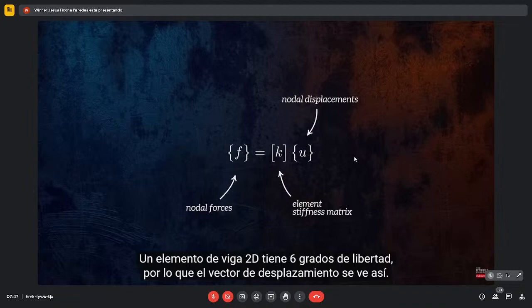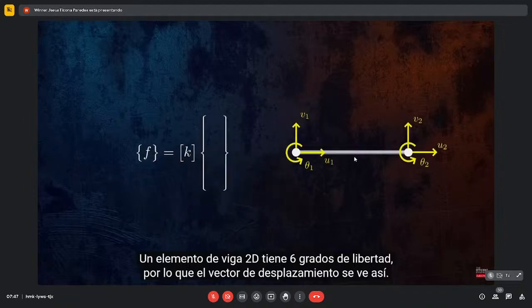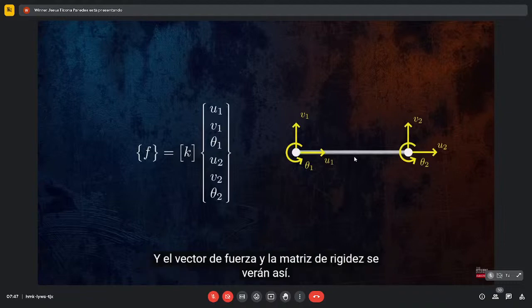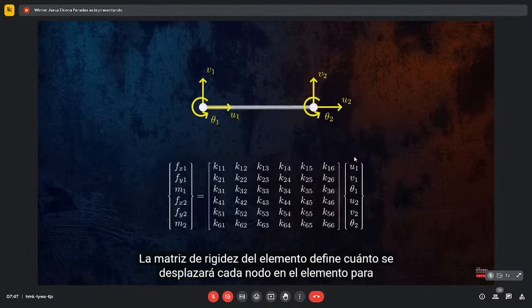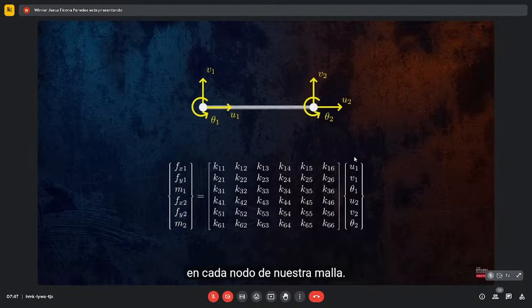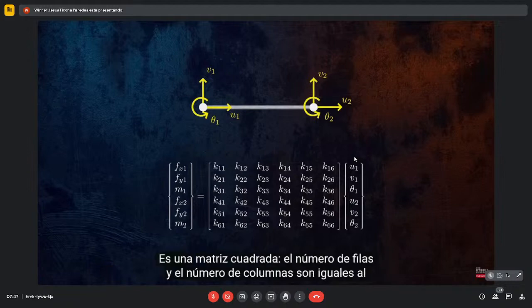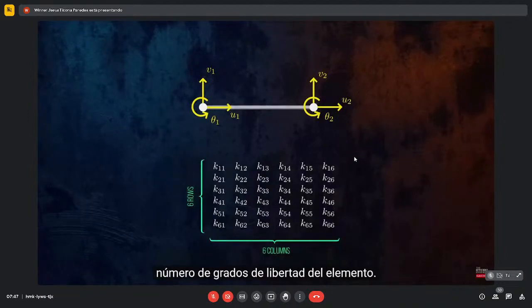A 2D beam element has 6 degrees of freedom, so the displacement vector looks like this. And the force vector and the stiffness matrix will look like this. The element stiffness matrix defines how much each node in the element will displace for a set of forces and moments applied to the nodes, and so is the key to solving the displacements at every node of our mesh. It's a square matrix. The number of rows and the number of columns are equal to the number of degrees of freedom of the element.